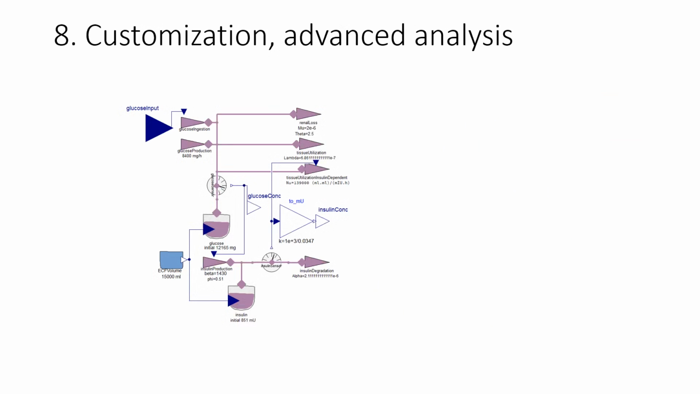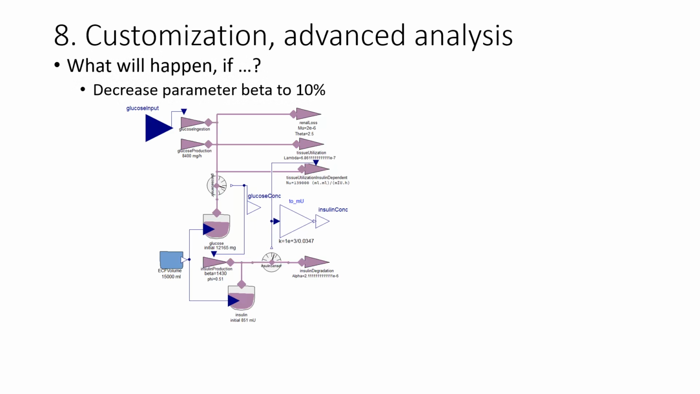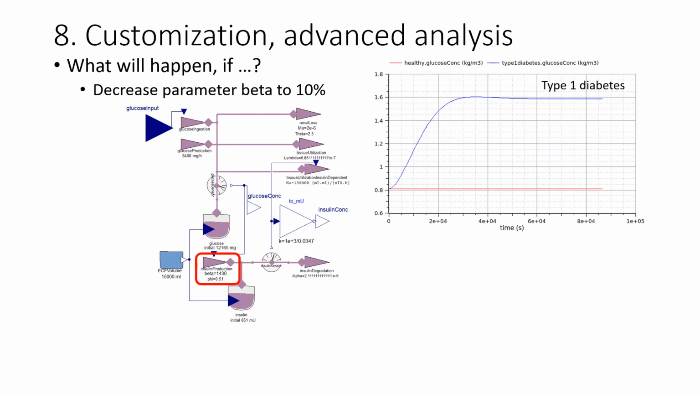The last but not least step is customization and advanced analysis. So what will happen if I decrease parameter beta to 10%? The parameter beta is the insulin production rate, and when I simulate and compare to the normal model, I see that the concentration of glucose is doubled.